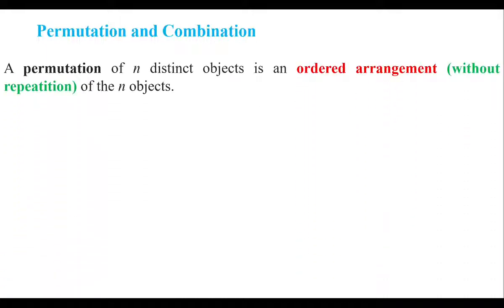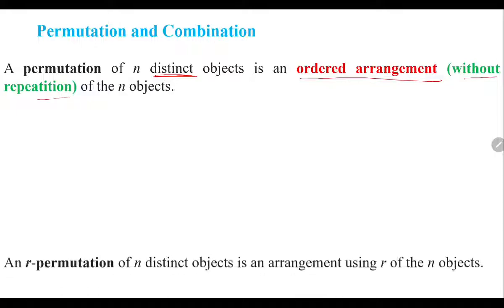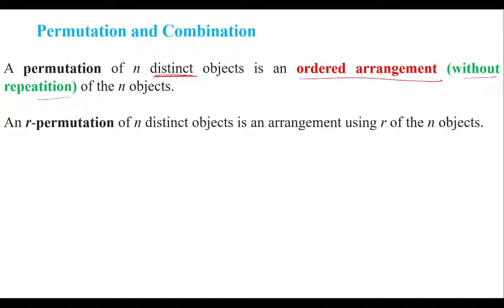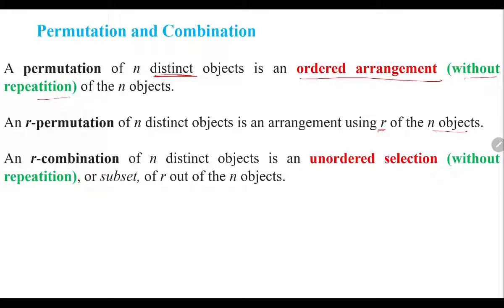A permutation of n distinct objects is an ordered arrangement. Whenever we talk about arrangement, we are concerned with order without repetition. So: arrangement, order, and no repetition. An r-permutation means we just need to arrange r objects out of n objects. In case of the combination, it is an unordered selection and without repetition. Repetition we'll discuss in the next class, but in today's class we are only going to see without repetition.